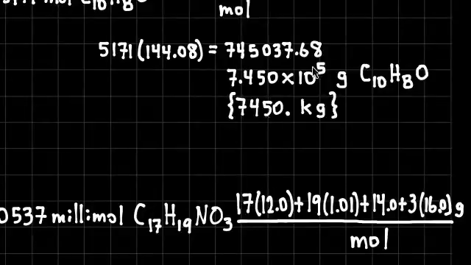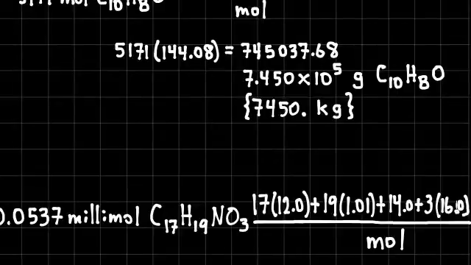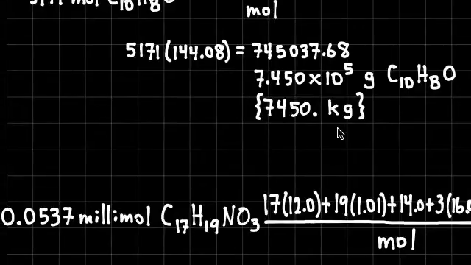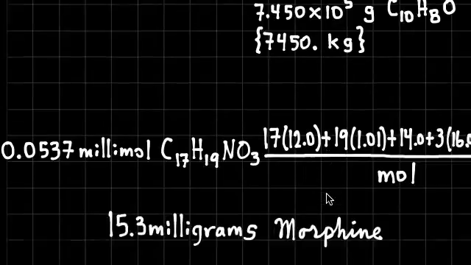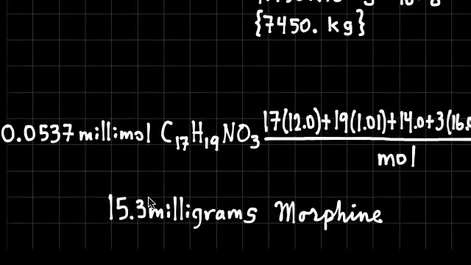Oh, I see. It's a pain medication. And I take the 0.0537 millimoles, the moles here cancel with the moles here, times this large molar mass, and I find the millis survived the conversion. The millis did not cancel anywhere, and so instead of grams, I get milligrams. So 0.0537 times that large number gives me 15.3 milligrams of pain medication.